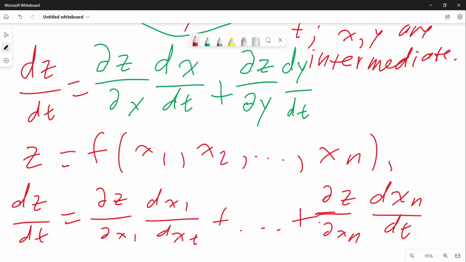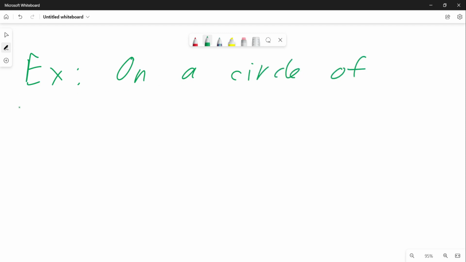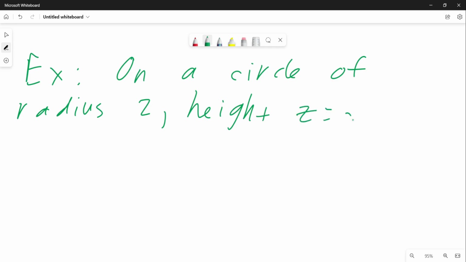So let's see an example of what we're talking about. And I won't take as much time to leave these things on the board because you can always just pause if you need more time to look at it and copy it down. So example, let's say on a circle of radius 2 we will have a height, as in the third dimension, z equals x squared minus 3y squared plus 20.